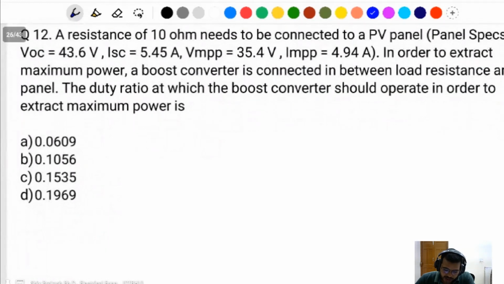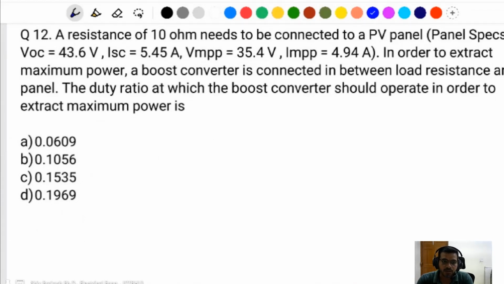Next one: a resistance of 10 ohm needs to be connected to a PV panel. Panel specification, I think, is the same as the above question: VOC, ISC, VMP and IMP. In order to extract the maximum power, a boost converter is connected in between the load resistance and the panel. Then what is the duty ratio at which the boost converter should operate in order to extract the maximum power? In the previous question the converter is not connected. Here a converter is connected, like a boost converter.